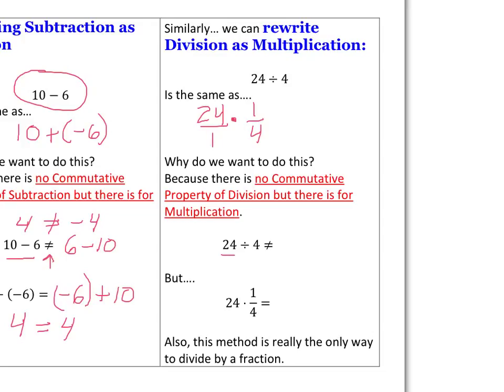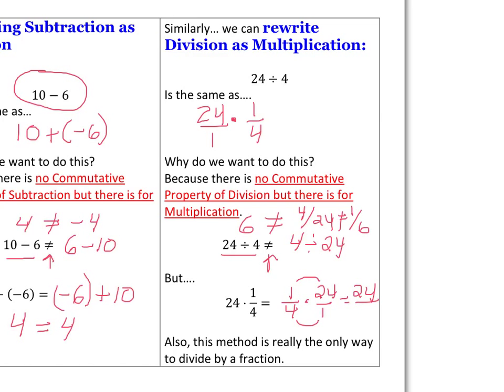For example, 24 divided by 4 does not equal 4 divided by 24. 24 divided by 4, as we know, is 6. That does not equal 4 divided by 24, which is 4/24, or 1/6. 6 does not equal 1/6. However, 24 times 1/4, I can rewrite that as the same thing as 1/4 times 24. If I do that multiplication, I would multiply the numerators. 1 times 24 equals 24. Multiply the denominators. 4 times 1 is 4. 24 divided by 4 is 6.